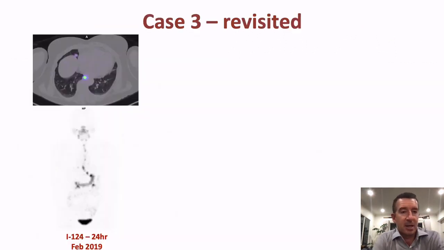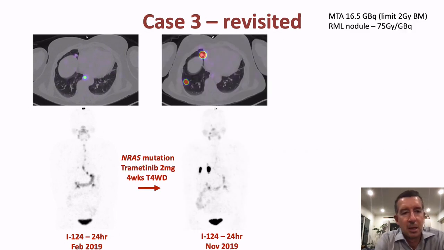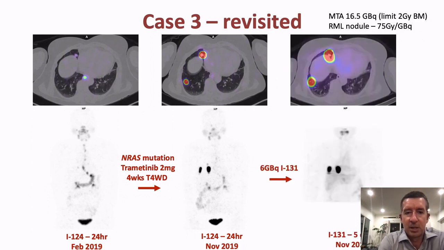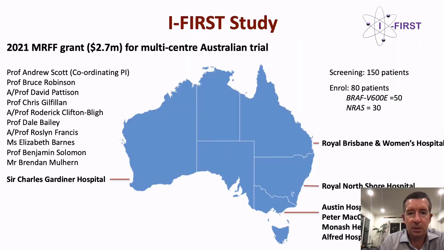And this brings us back to case 3 that I showed you earlier, and this is how we managed this patient up in Brisbane. Following that last I-124 PET, we analysed the patient's baseline histopathology. It confirmed an NRAS mutation. She proceeded to 4 weeks of treatment with trametinib and thyroxine withdrawal, and repeat I-124 PET showed very intense iodine uptake, and then we successfully treated her with radioactive iodine subsequently with a good therapeutic response.